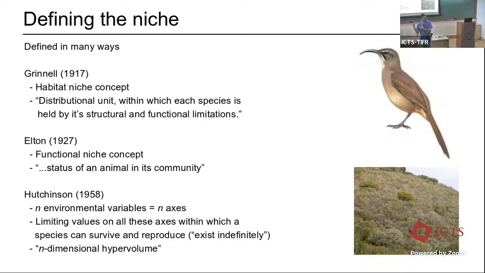And that's what Hutchinson is talking about when it comes to what he calls an n-dimensional hypervolume. So we're talking about things like temperature and rainfall, right? But there could be so many other things that are influencing a species. Soil nitrogen, nutrient availability.